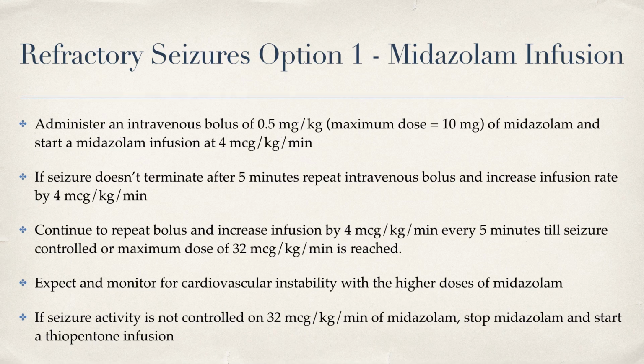Give a 0.5 milligrams per kilogram bolus and increase the rate of the infusion by 4 mics per kilo per minute until either the seizure is controlled or a maximum dose of 32 mics per kilo per minute is reached. So obviously with using such high doses of benzodiazepines, you should expect cardiovascular instability and be prepared to support the cardiovascular system. So if the seizures aren't controlled by the time you reach 32 mics per kilo per minute, you should stop the midazolam and start a thiopentone infusion.